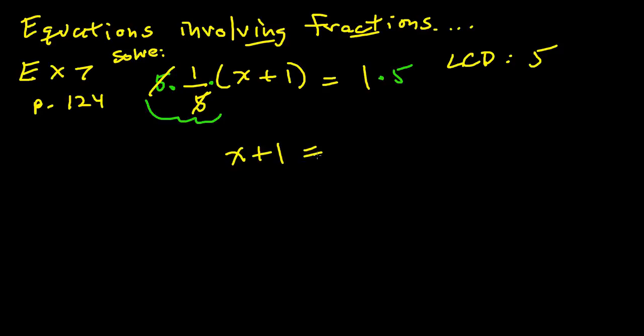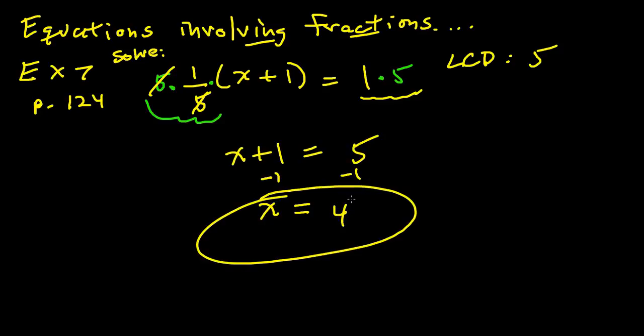No fraction. On the right-hand side, to maintain balance, we've got to multiply by 5 on the right-hand side also. And, of course, 5 times 1 is 5. So x plus 1 equals 5. I'll subtract 1 from both sides, and I'll get the result x equals 4. All right?